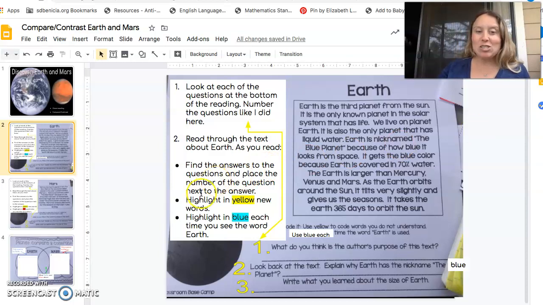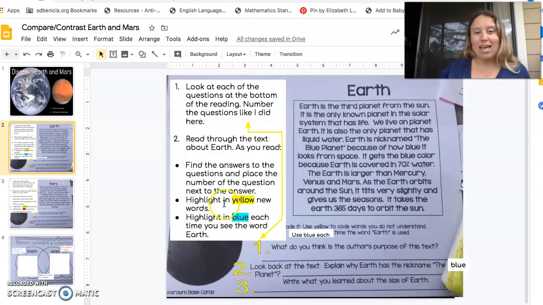All right, next instruction: highlight in yellow new words. There's bound to be a few new words there that maybe you waited until I read it to you, or you waited and asked your mom or dad or older sibling what those new words were. Don't be afraid to use your yellow.